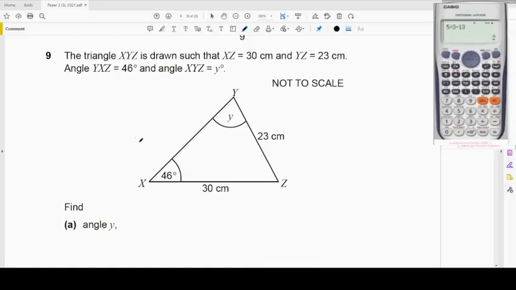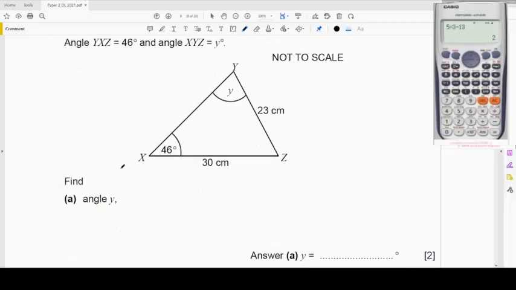Right, number 9, we have a triangle XYZ is drawn, and XZ is 30 centimeters, YZ is 23 centimeters, and the angle YXZ is 46 degrees, and this angle here XYZ is y degrees. Now we have to find the value of y. So this one is pretty simple to do. We are given 2 sides and an angle. What we can do is use the sine rule.